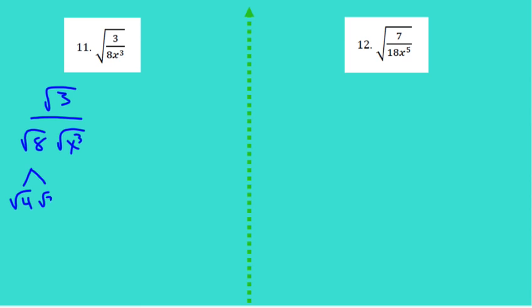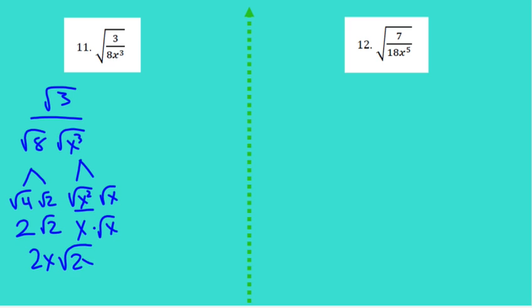So square root of 4, square root of 2. Square root of 4 is going to be 2. And I still have the square root of 2. X cubed splits up very similar. Square root of x squared and square root of x. The square root of x squared is just going to be x times square root of x. So now I've got 2x square root of 2x. All right, let's put together what's underneath the square root, put together what's outside the square root. So now I've got square root of 3 over 2x times square root of 2x.